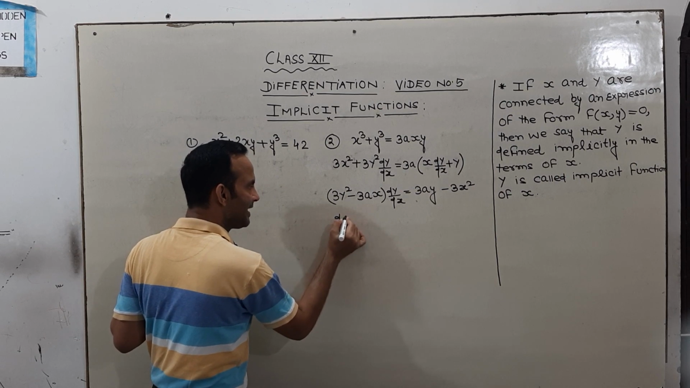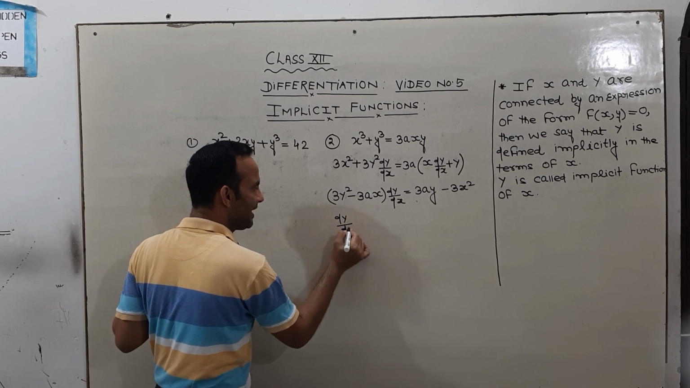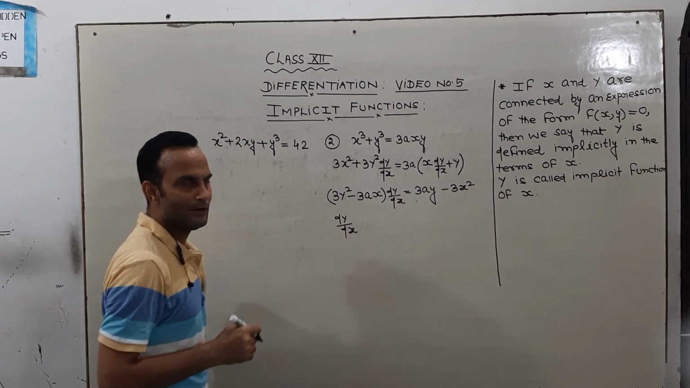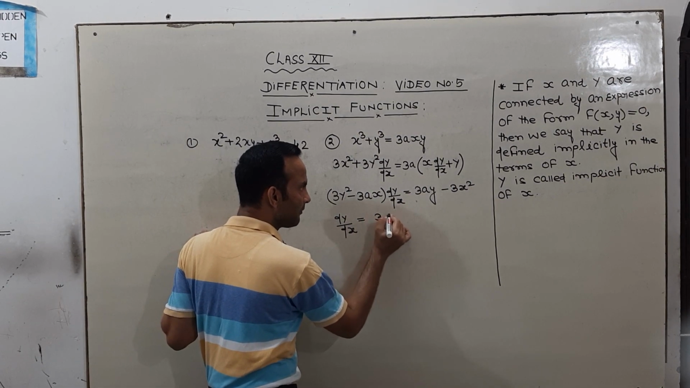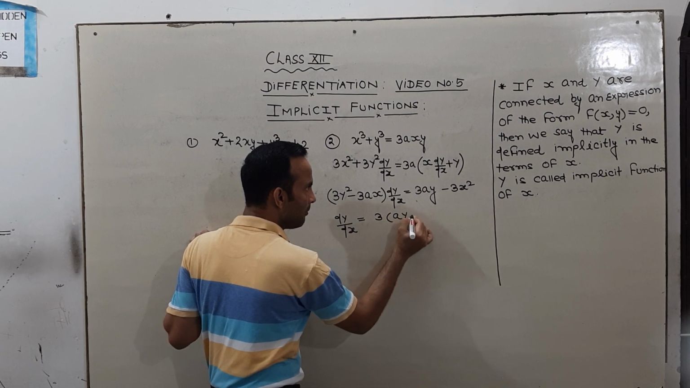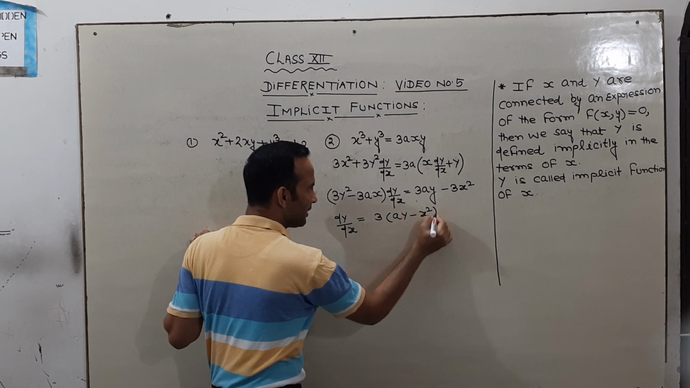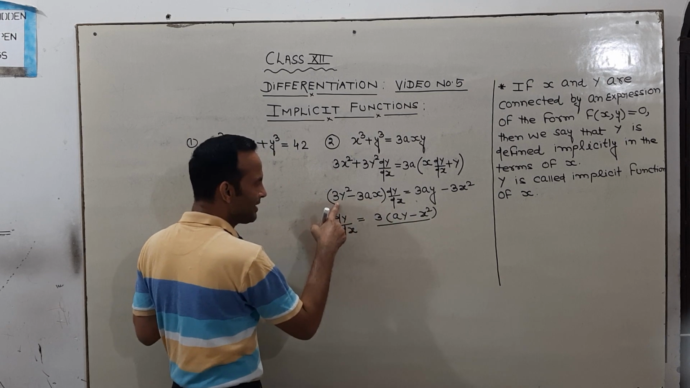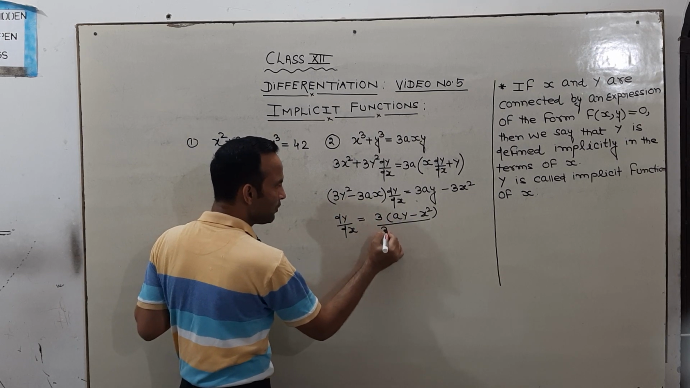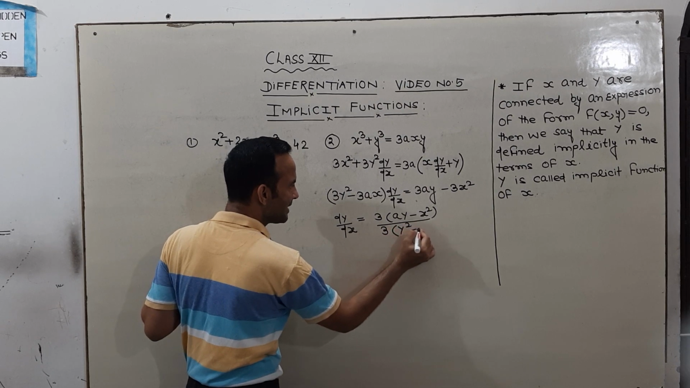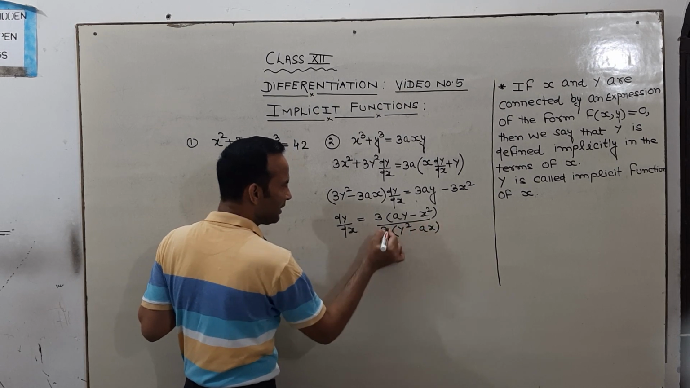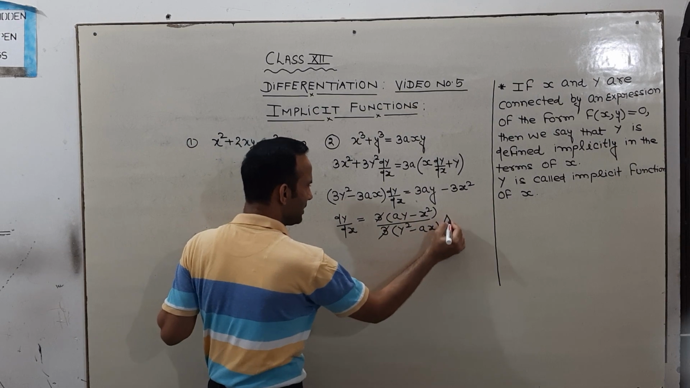So we can write it as dy over dx. Finally we have to find out the value of dy over dx. Taking common 3 from the numerator, ay minus x square, and here 3y square minus 3ax is given. We can write it as taking common 3, y square minus ax. Cancel. This is the required answer.